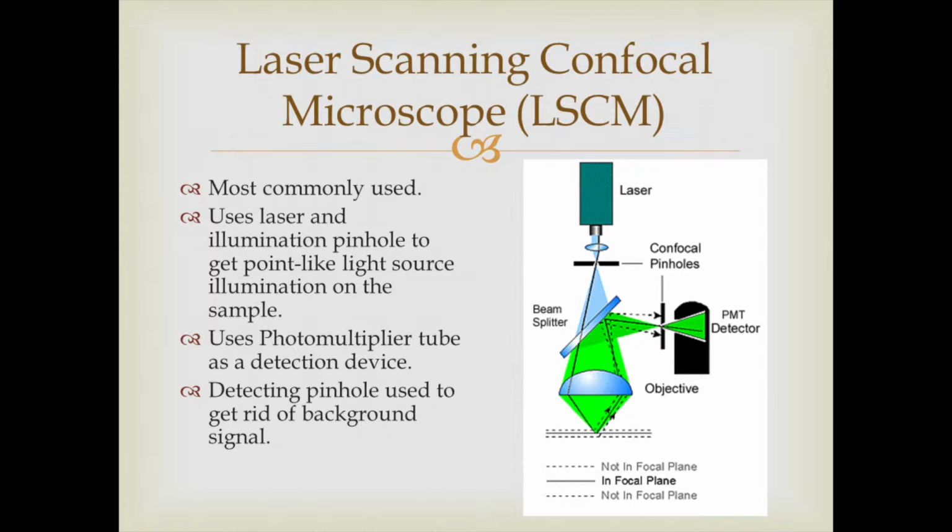It also uses a photomultiplier tube as a detection device. The detecting pinhole can be used to get rid of the background signal that we are most likely to see in our sample, because any contaminants in the sample can take up the fluorophores. And if that happens, you will not be able to view the specimen in question.